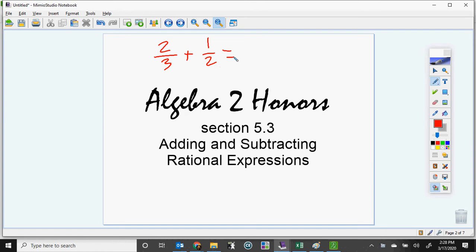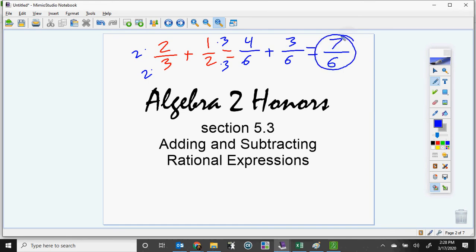So I'd say, well, 2 and 3 both go into 6. Well, I can multiply the top and bottom of this one by 2 to make that 4/6. Multiply top and bottom of this one by 3 to make that 3/6. Now I can add the fractions. I leave the denominator alone. It stays 6. 4 plus 3 is 7.